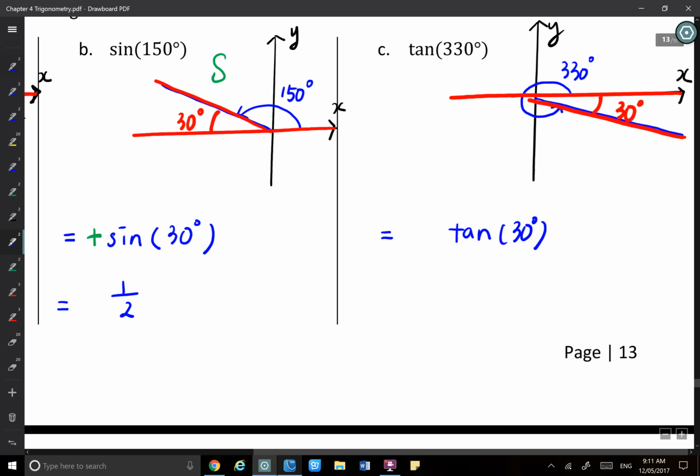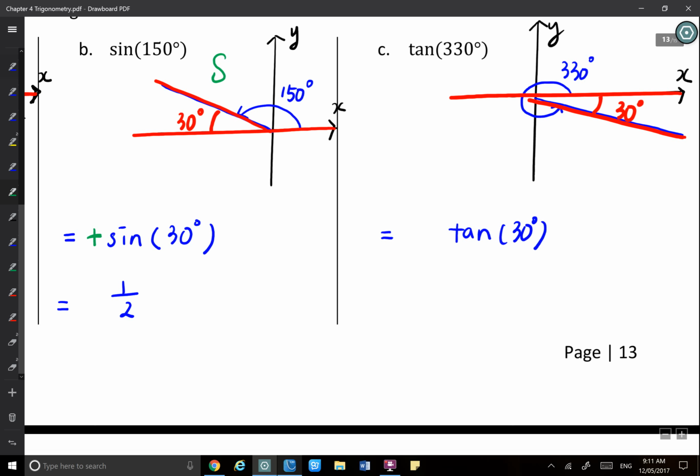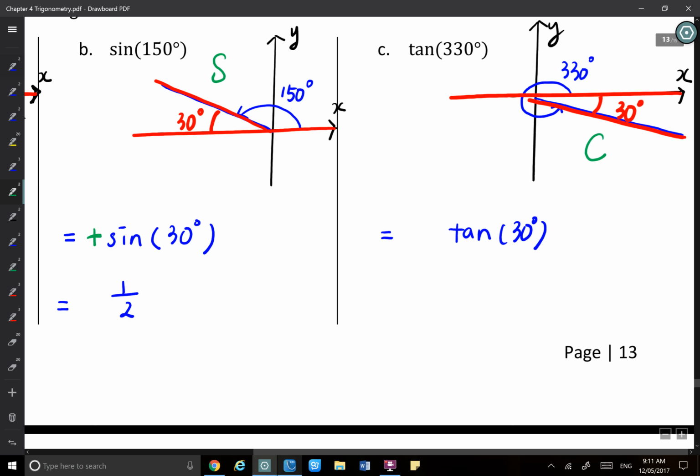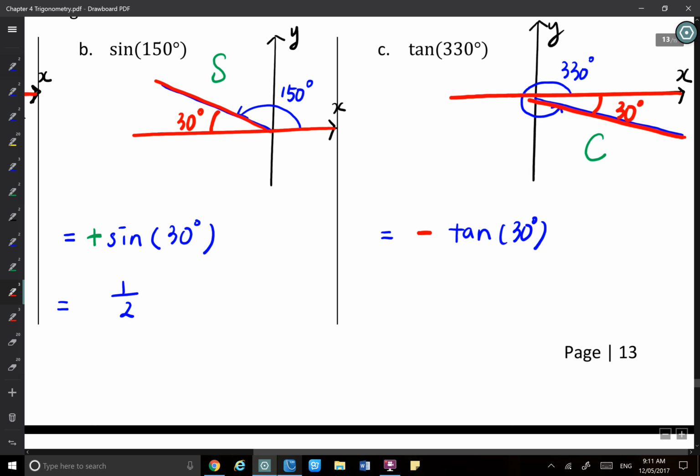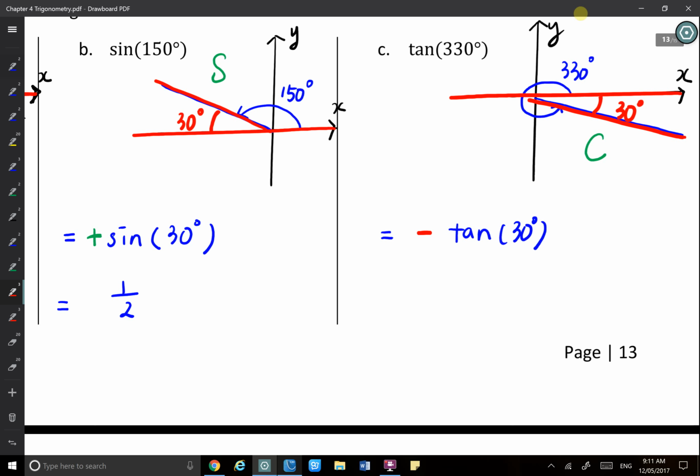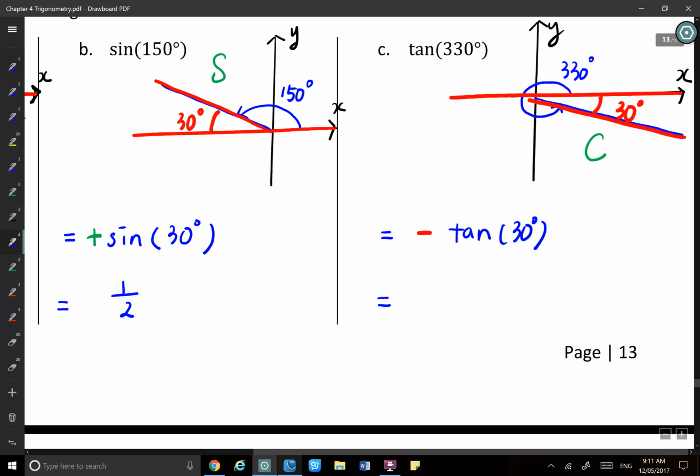Which quadrant is this one? Cos. So tangent will be negative, so I put a negative sign in front. So what's tangent 30? Root 3 over 3. So it's minus root 3 over 3.